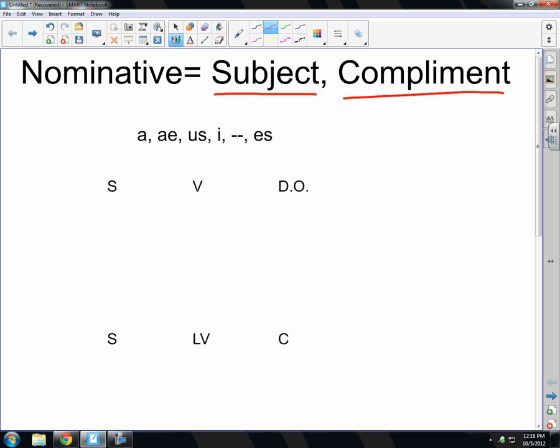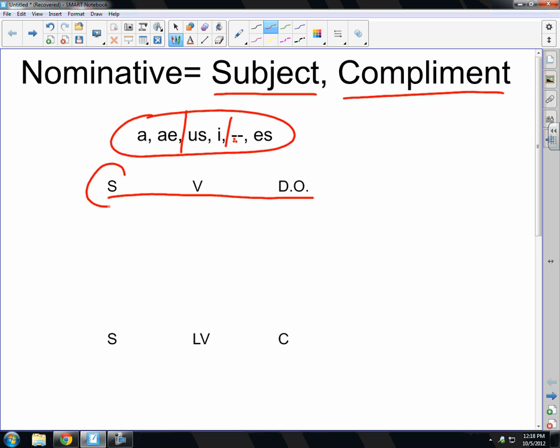The first thing we're looking at is the nominative. Here are the nominative endings: A, AE, US, I. We don't have an established ending for the third declension, and ES for the plural. Depending on what declension it is, we'll change what endings we use for the nominative. Most of our English sentences have this structure: subject, verb, direct object. The nominative will go right here where the subject is.